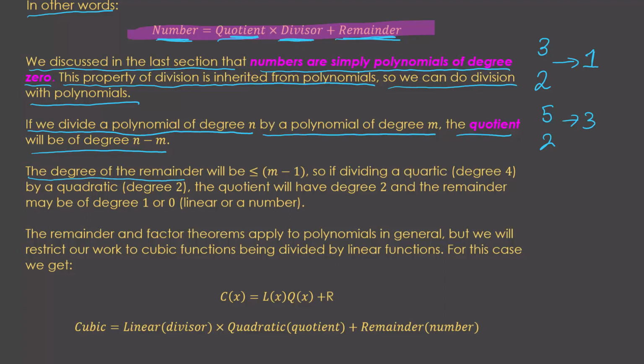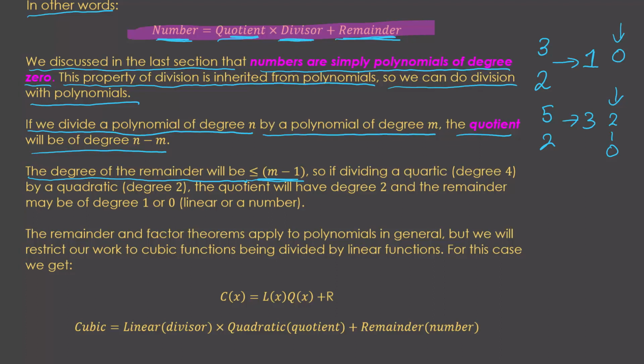The degree of the remainder will be less than or equal to m minus 1. So in other words, up here, there is only one thing less, so your remainder will be of degree 0, it would be a number. Here, your remainder could be a quadratic, a linear, or just a number.